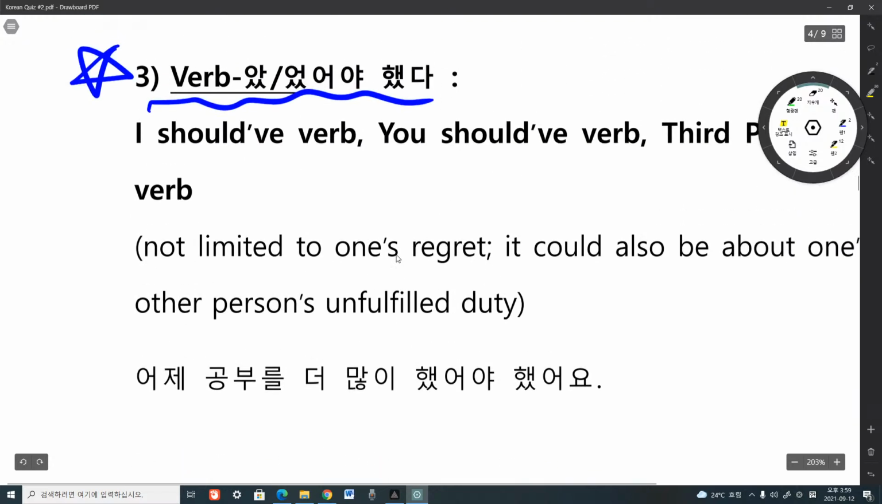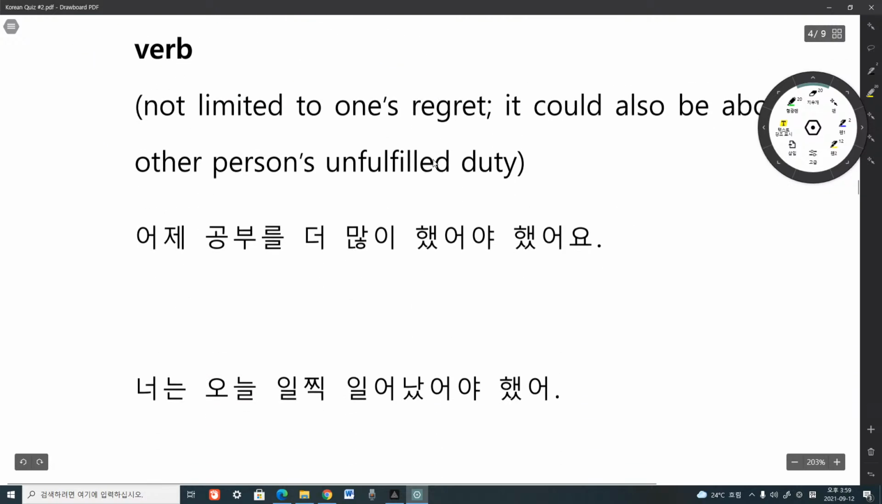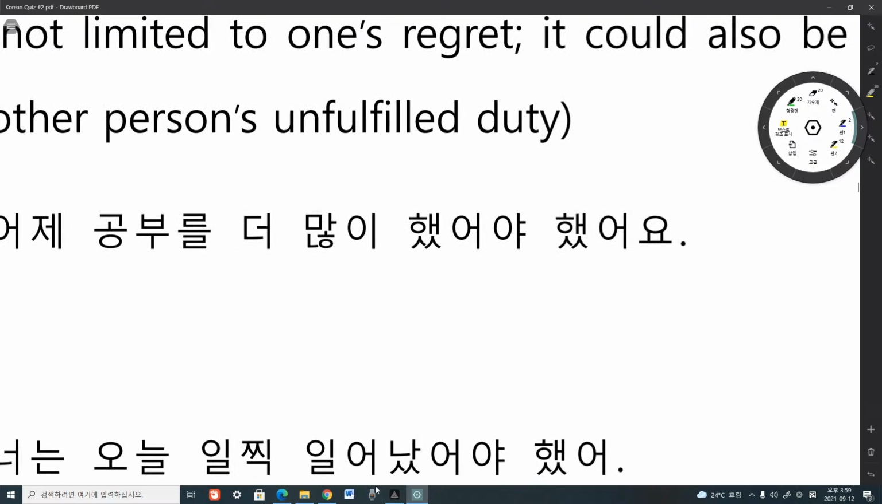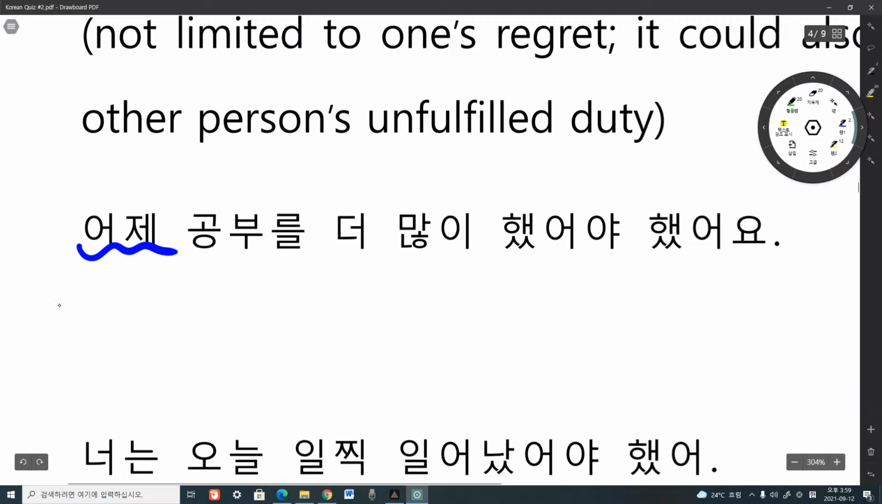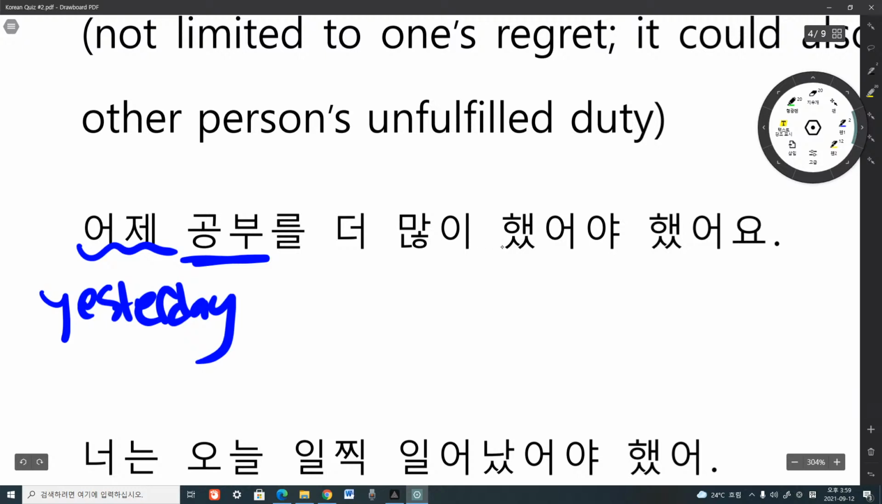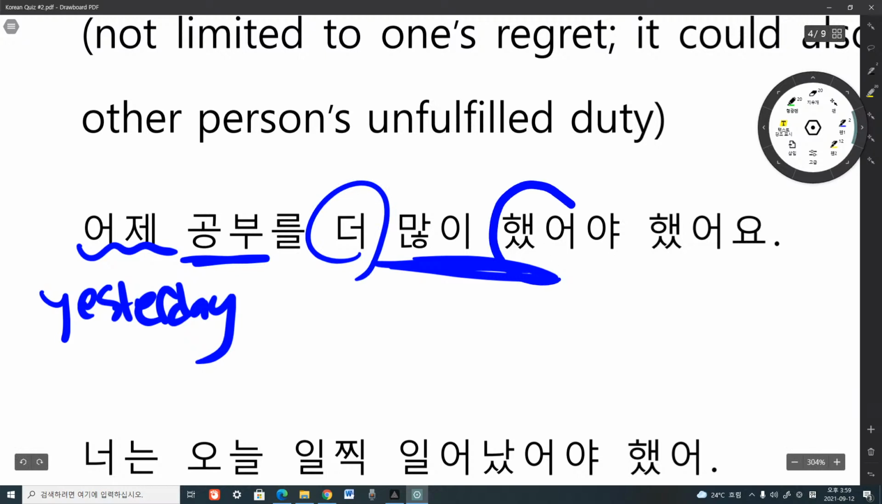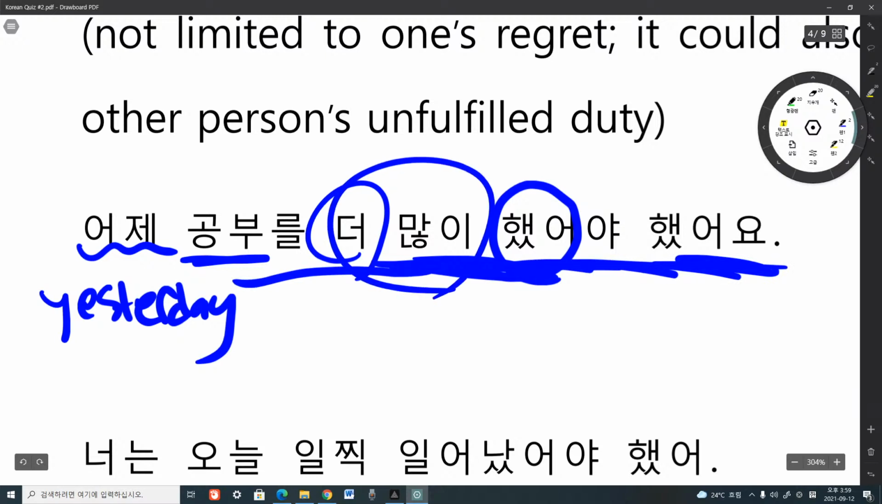Okay, 그다음 해볼게요. Let's move on to the example sentence of 했어야 했다. 어제 공부를 더 많이 했어야 했어요. 어제, yesterday. 공부를 많이 하다, to study more, right? 더 많이 하다, to study more. And then it's conjugated in past tense, right? 했어야, 했어요. So it means I should have studied more yesterday. 어제 공부를 더 많이 했어야 했어요.